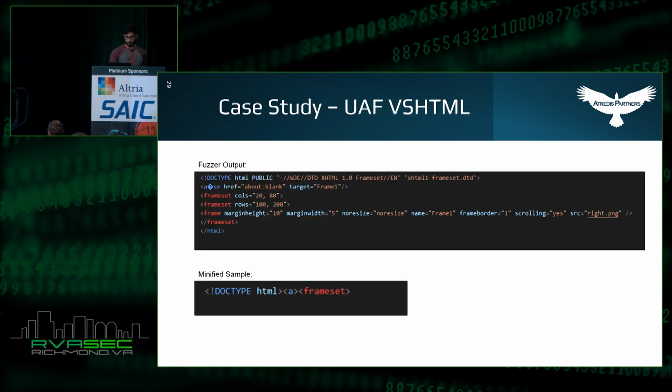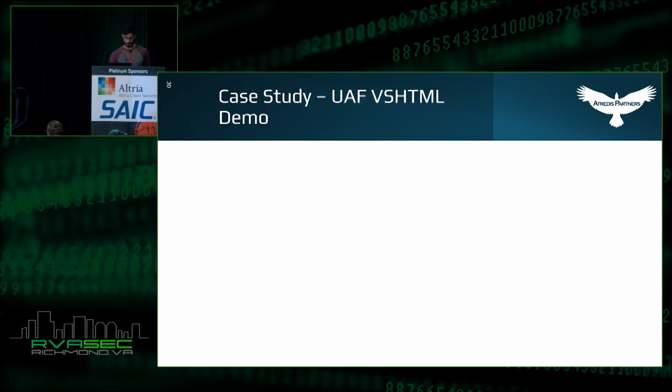Now, let's do a little case study: a use after free in VSHTML. Our fuzzer spat out that first HTML file. We manually trimmed the code down and minimized the test case, and we kept going lower and lower until we got that one at the very bottom, the minimal test case for a crash. So how did we discover the use after free? It's time for a demo.